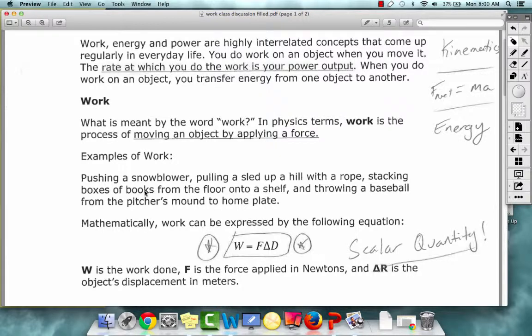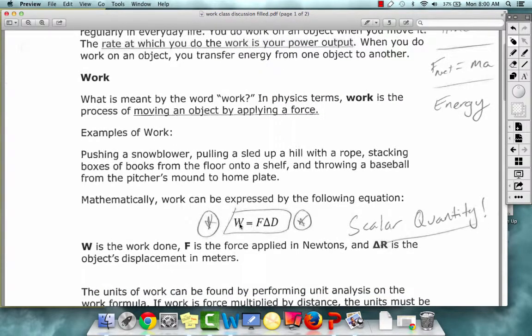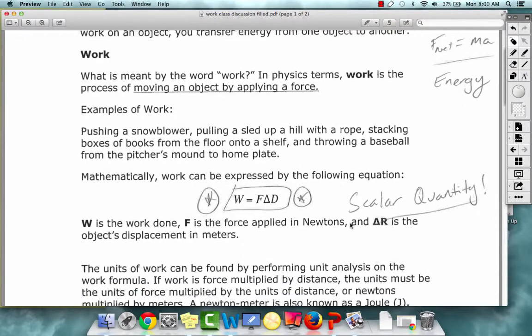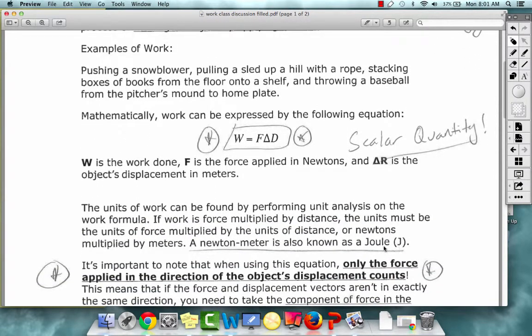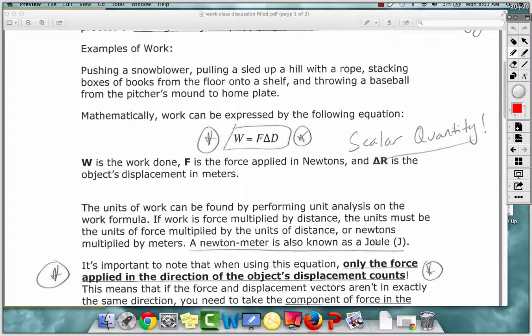Mathematically, you can express work by saying work equals force times distance, and work is a scalar quantity. So the good news is you don't have to worry about up, down, left, right, or any of that. It just has a magnitude. The units of work are the joule, represented with a J. Also, a joule is a Newton meter. So if you think back to torque, work and torque are very similar in that they both have Newton meter as the unit, also known as the joule.